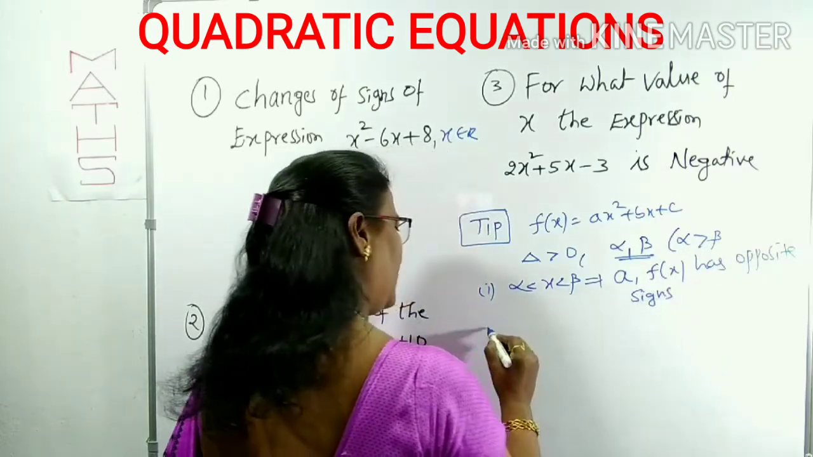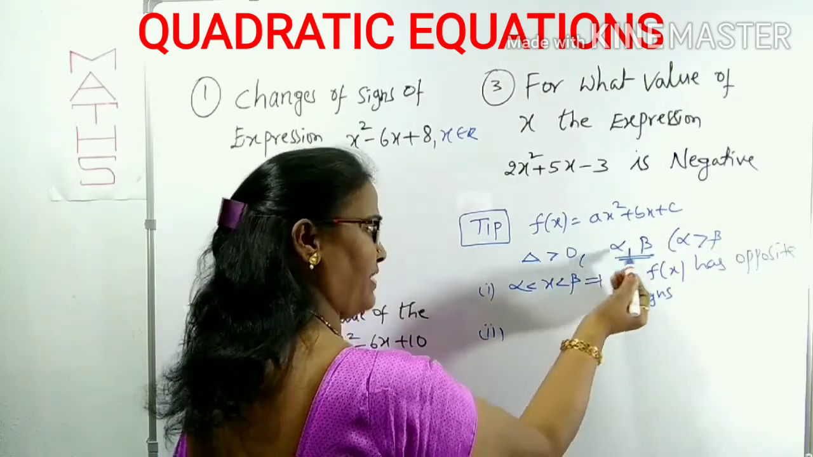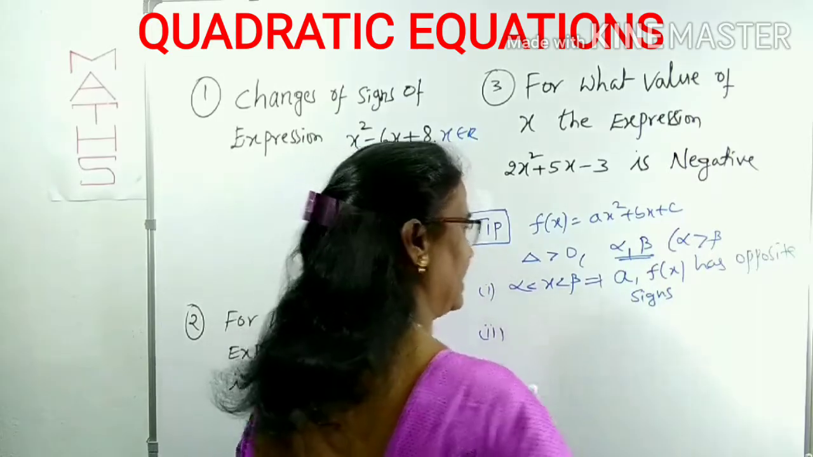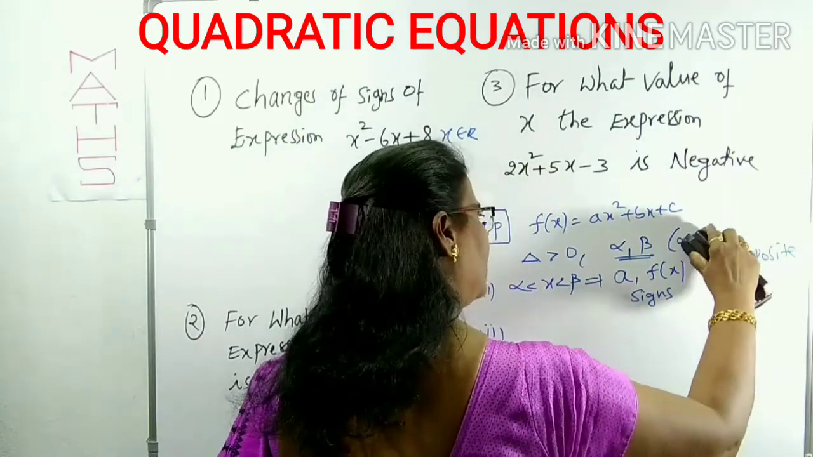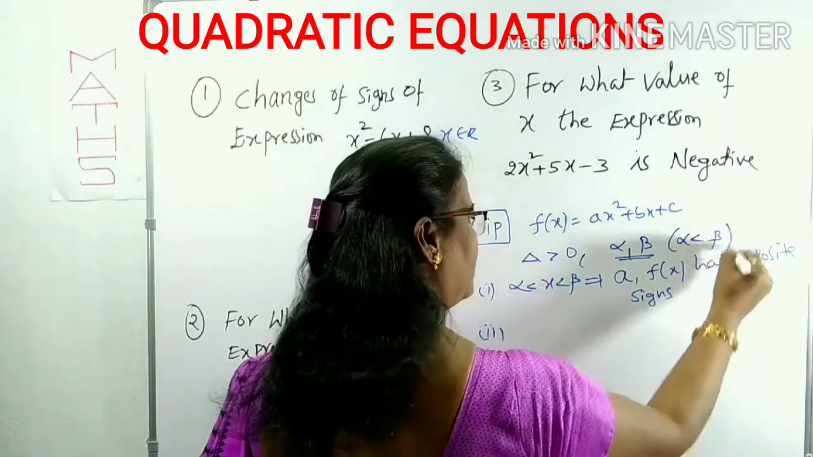Right? In case of what? If the delta is greater than 0, it has real roots, and we can find them. One is less than the other. Suppose alpha is the lesser value than beta. Alpha is less than beta.